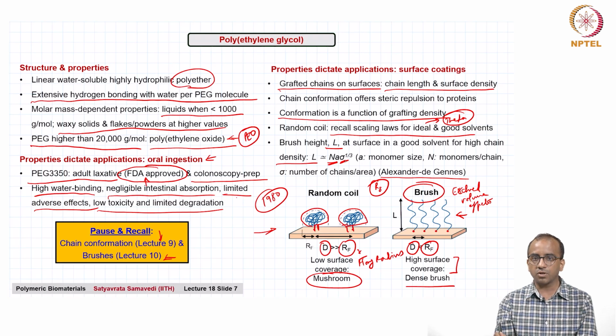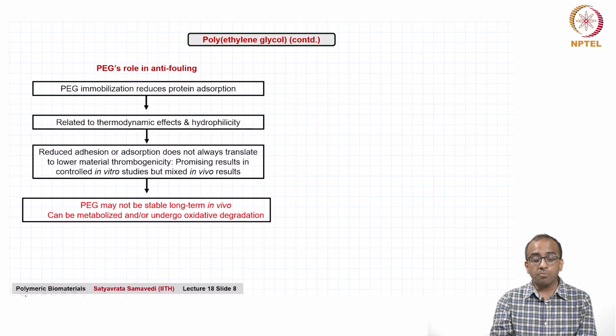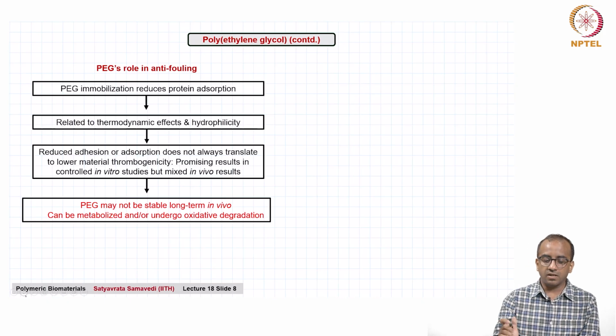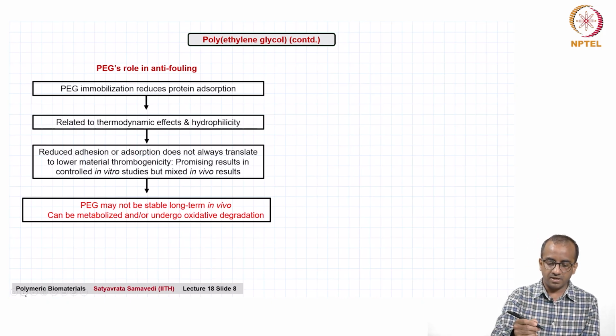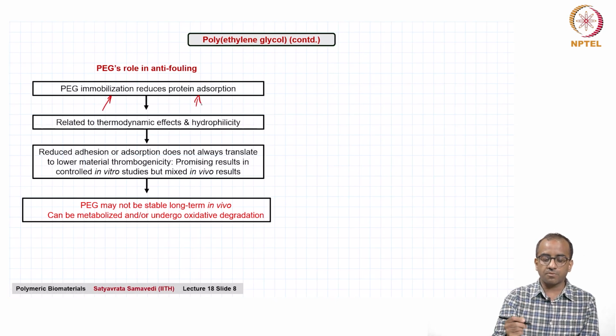So, this is a good example of how PEG is used for surface coatings. Now, we still have not answered the question of how this results in repelling proteins and antifouling properties, which is what we will look at next. So, PEG's role in antifouling primarily comes from its immobilization on surfaces, as shown on the previous slide, which reduces protein adsorption.